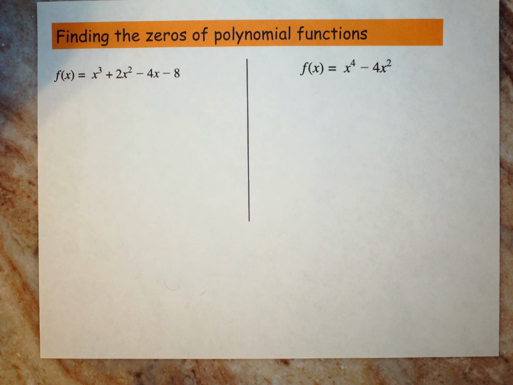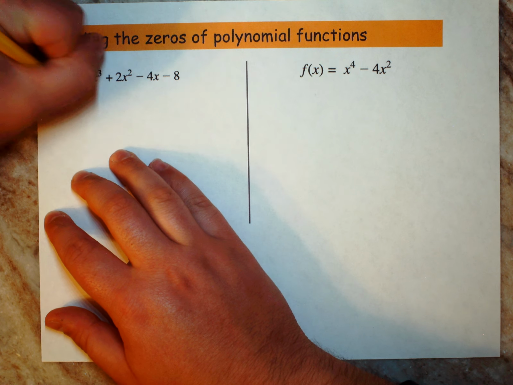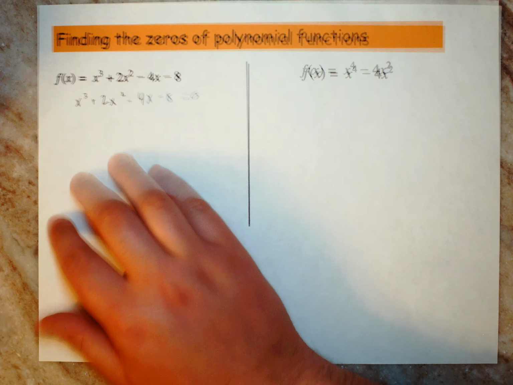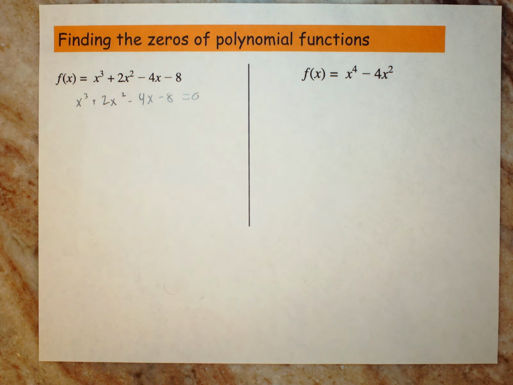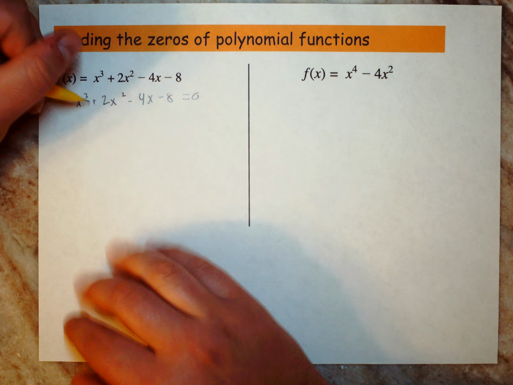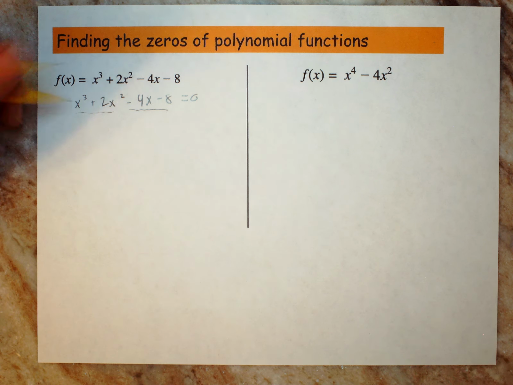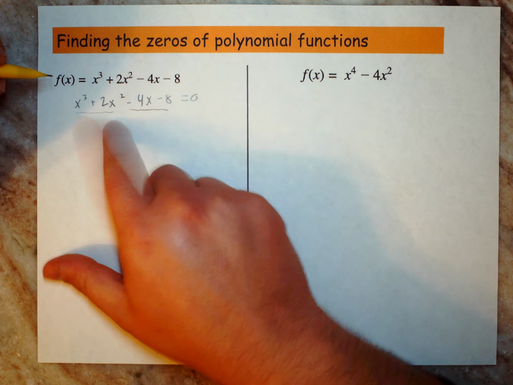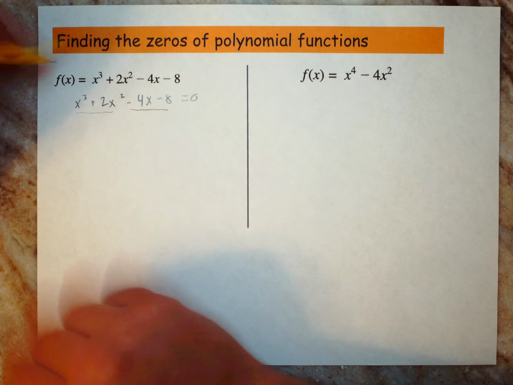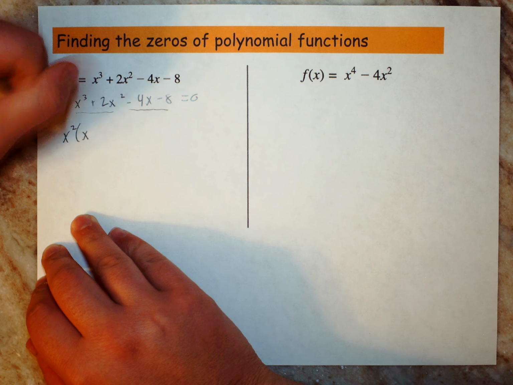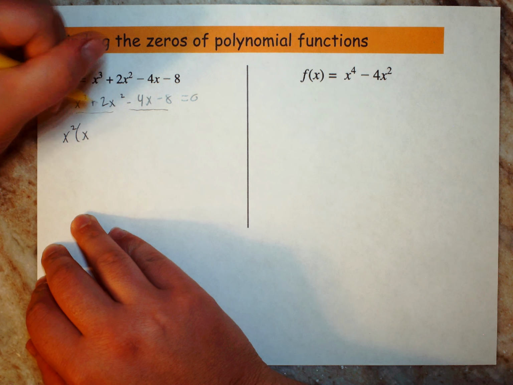All right, finding the zeros of the polynomial functions. So when we find zeros, we have to take the function and set it equal to 0 first. For this one, we are going to use the strategy of factoring by grouping. So this is going to be a group, and this is going to be a group. So first thing I need to do is take the GCF out of each group. The GCF is the greatest common factor. So what do these two terms have in common? The biggest thing I could pull out is an x squared. When I take an x squared out of x cubed, I have x. When I take an x squared out of 2x squared, I'm left with plus 2.